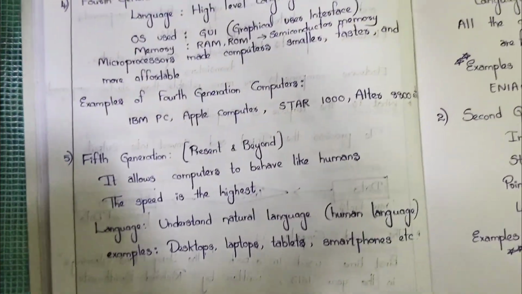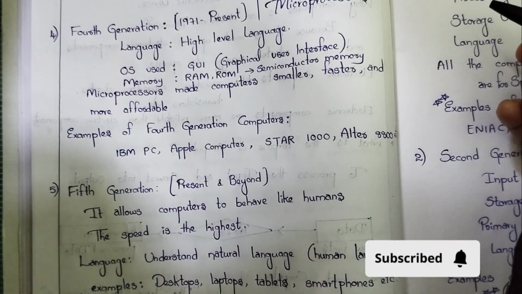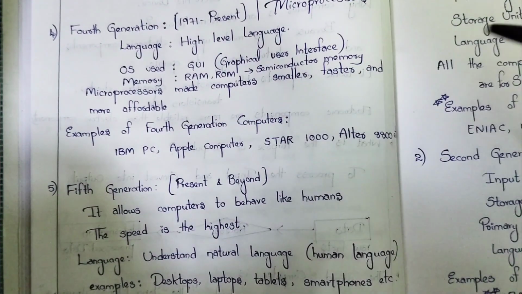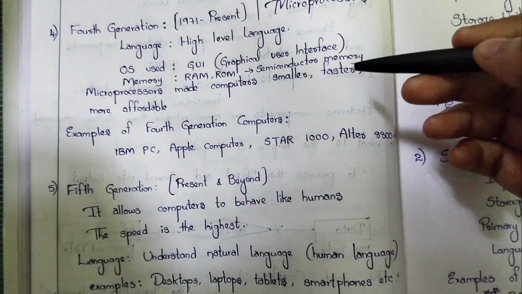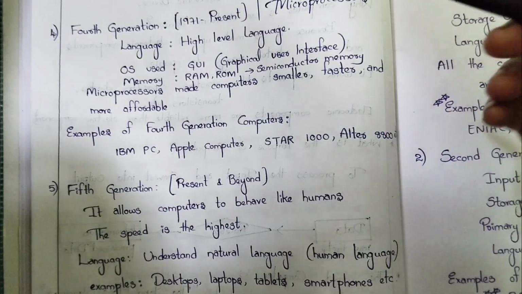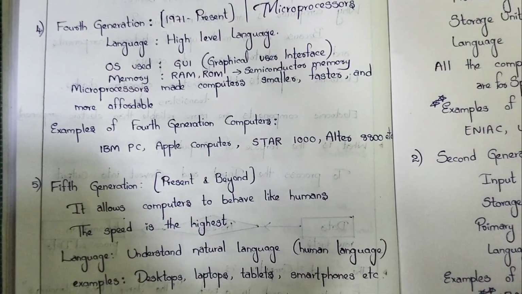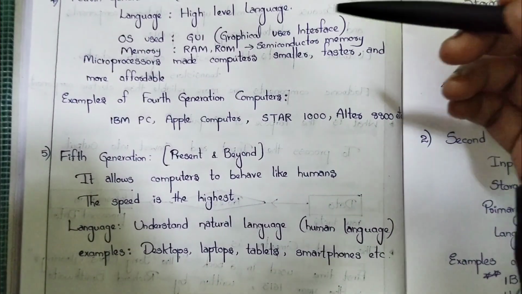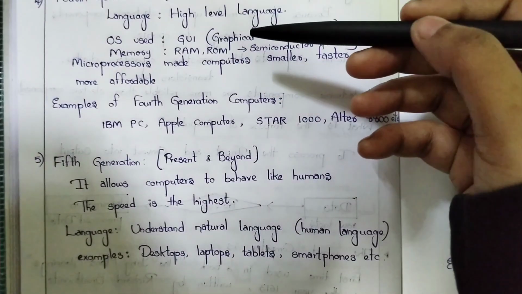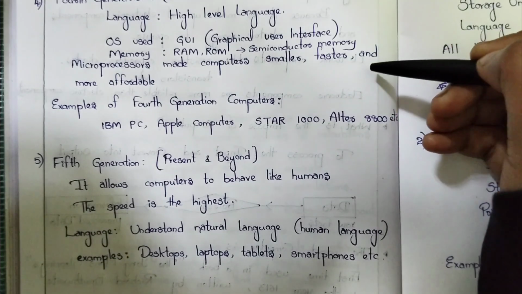Whereas graphical user interface means in your laptops or desktops you will have icons, right? While clicking those icons you will get to open that app and so on. So that is graphical user interface. You will have an interface where everything is in icons. Next, the memory that was used is semiconductor memory, example RAM or ROM. Microprocessors made computers smaller, faster and more affordable.